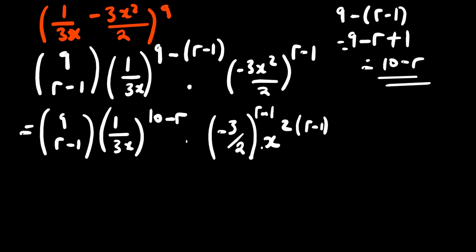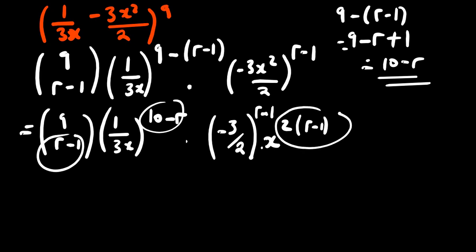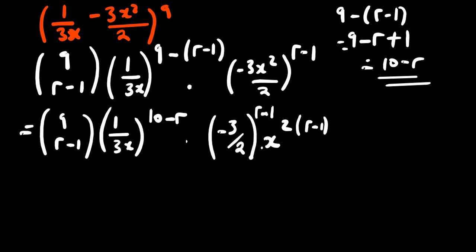Now that I've got that, you know that the powers of x must be the same. So this one should be the same as that one, the powers of x, because you know that the 10 minus r is also going to fall on x here. So the powers of x must be the same. So I'm going to equate them. So I'm going to say 10 minus r will be equal to 2 times r minus 1.